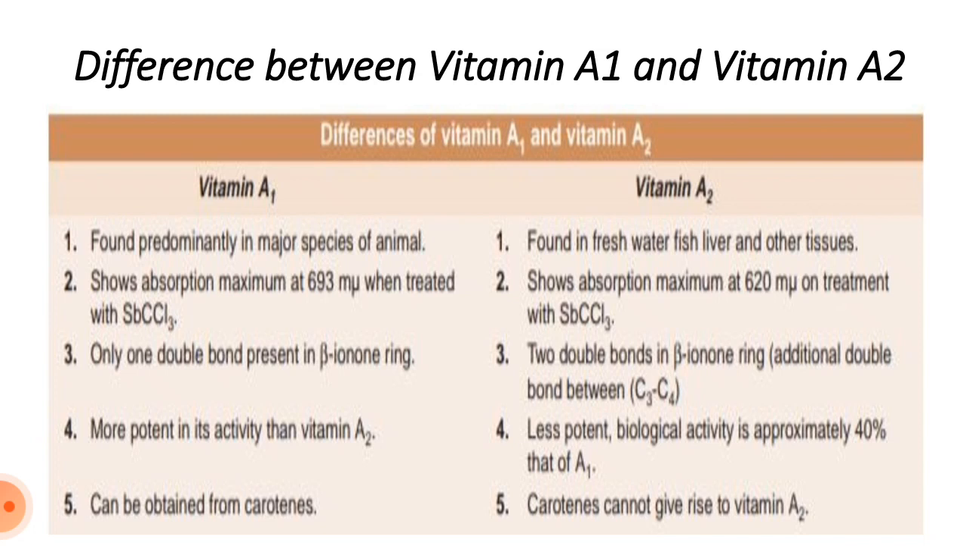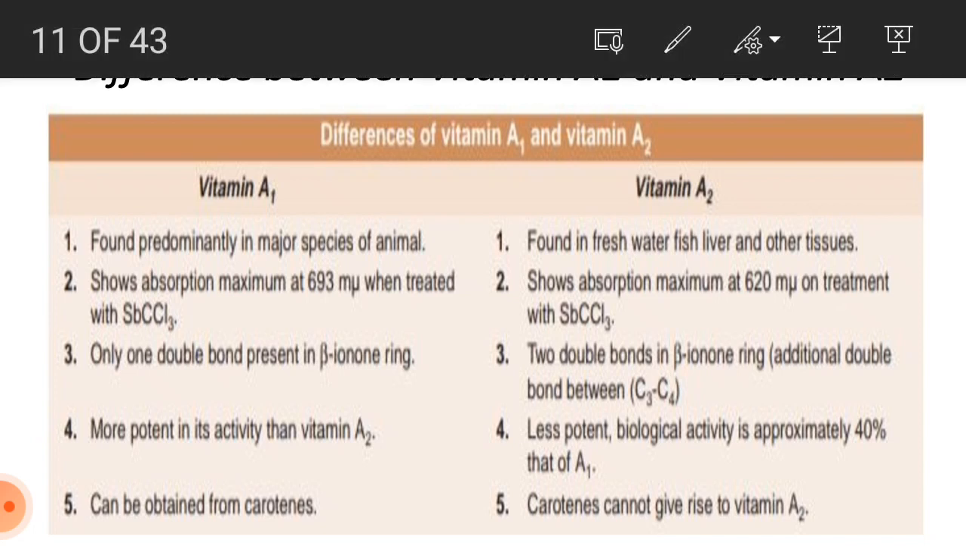Moving on to the difference between the two vitamins, that is vitamin A1 and vitamin A2. Vitamin A1 is found predominantly in major species of animals, whereas vitamin A2 is found only in freshwater fish, liver, and other tissues. Vitamin A1 has only one double bond present in the beta-ionone ring, whereas vitamin A2 has two double bonds in its beta-ionone ring. The additional double bond is present between carbon 3 and carbon 4.